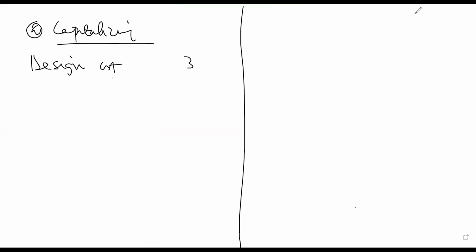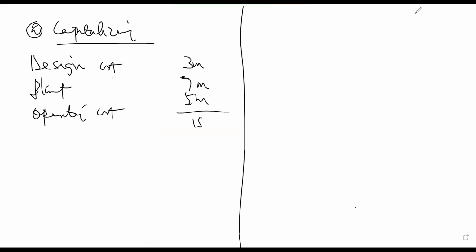So the first one, the A, we are capitalizing the design cost. So let me just write them. We are capitalizing the design cost of 3 million. The plant, which is 7 million. The operating cost, which is 5 million. So we are having 15 million.